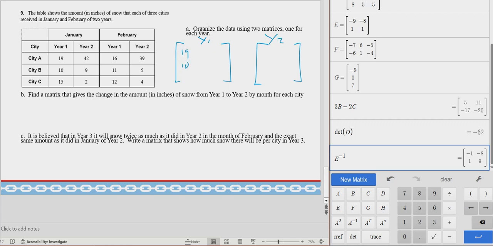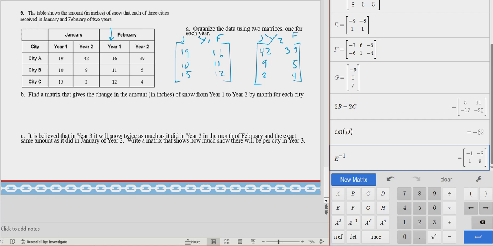So 19, 10, and 15. That's my January numbers for the cities A, B, and C. And my second column will be the February numbers here for cities A, B, and C. For our second matrix, we have our year 2: 42, 9, and 2. 39, 5, and 4, right? Again, January, February, and then cities A, B, and C.